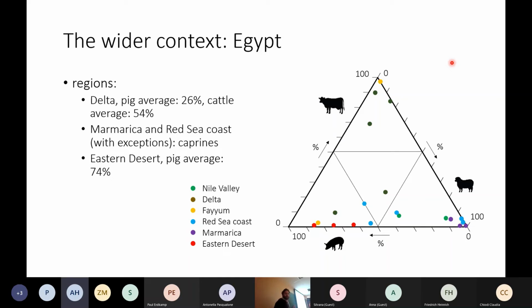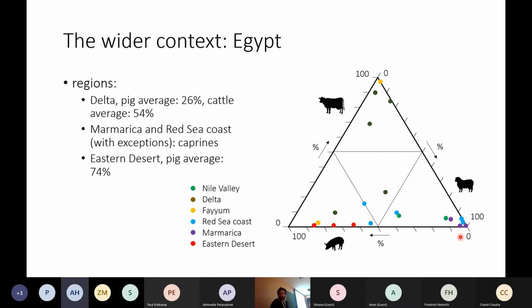And again, the same assemblages were reorganized based on the regions. And there is something going on also in this case. For sites in the delta, the pig average is 26%, which is good. But especially they all have quite a high frequency of cattle, or even the ones down here have quite a good frequency of cattle compared to the other ones. And this also may be related to environmental conditions in the delta, grazing and pastures being much more abundant.